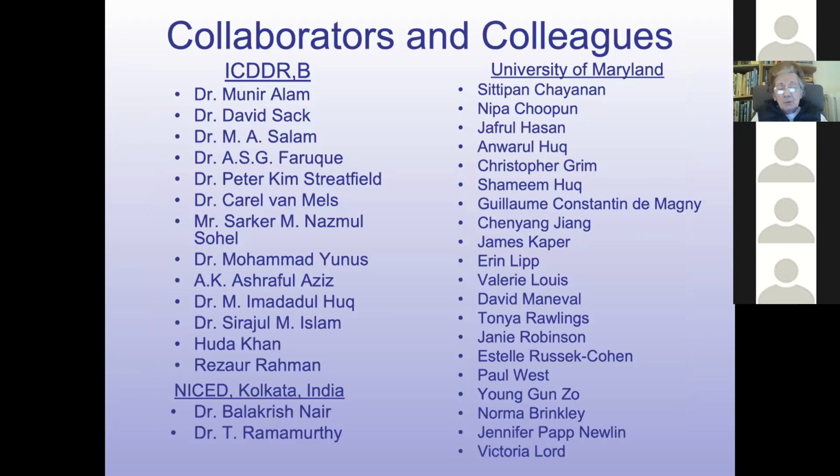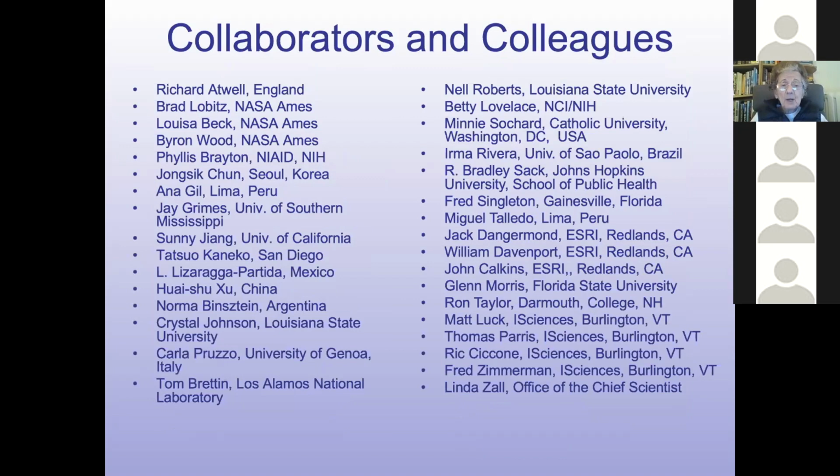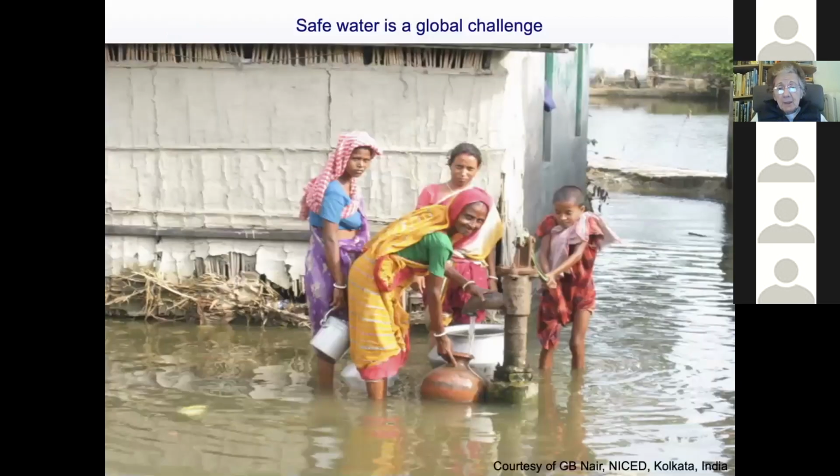All this work requires collaboration with wonderful people at the International Center for Diarrheal Diseases Research in Bangladesh, the National Center for Cholera and Enteric Diseases in Calcutta, postdocs, students, visiting scientists, especially graduate students at the University of Maryland, and undergraduate students as well. Next slide. And colleagues from around the world, our NASA Ames colleagues, from other countries, from other parts of the US. Next slide, please. And water, safe water, as you all are working on, is really a global challenge and remains to be so. Next slide.